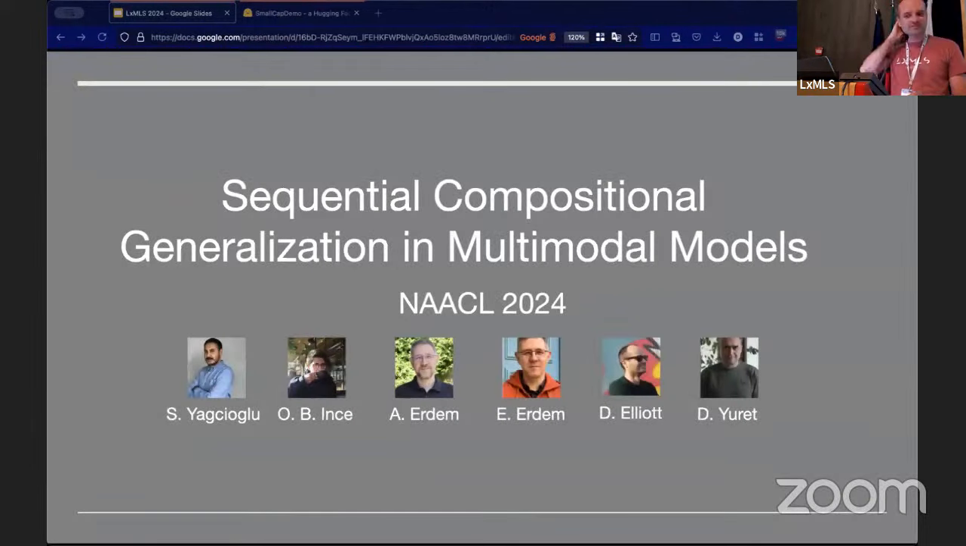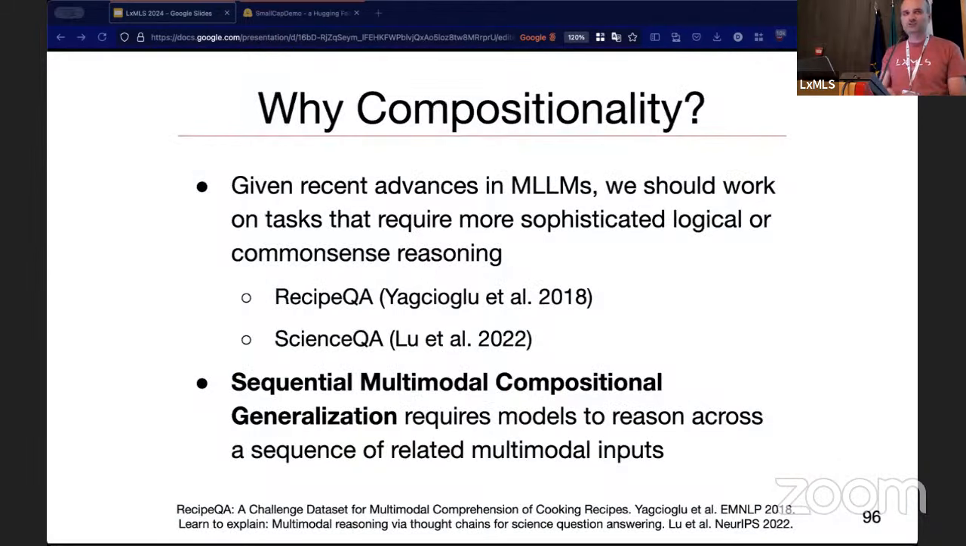The second piece of work I'd like to describe here also appeared at NAACL in Mexico on sequential compositional generalization. And I've been interested in compositionality for a long time. And I think that given recent advances in vision and language models, we need to start working on tasks that require more sophisticated logical or common sense reasoning. There are two examples that you can see out in the literature. One is recipe-based question answering, or there's also science-based question answering using information from textbooks.